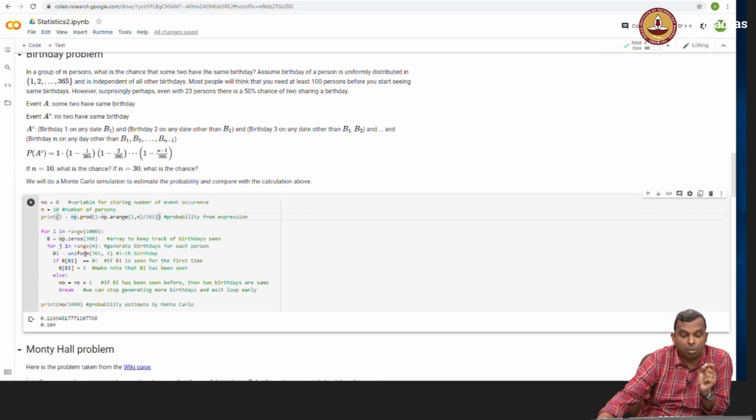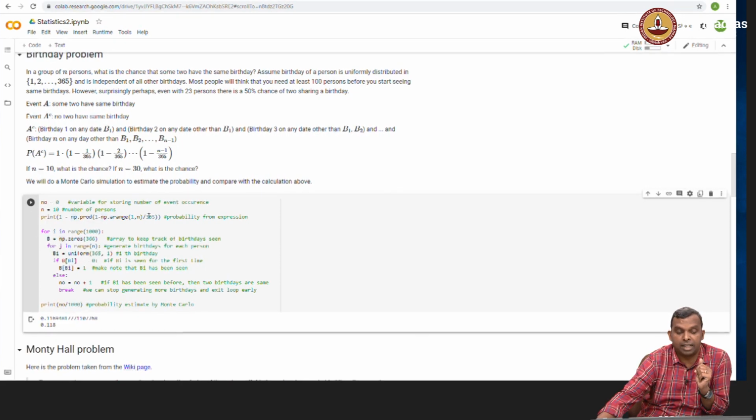And then I have my Monte Carlo. Remember, repetition, experiment, event. How I do this is a little bit more complicated. I don't want to go into details of the Python code. Believe me, it's true. This is the birthday problem, and if you simulate, you get answers which are very, very close.